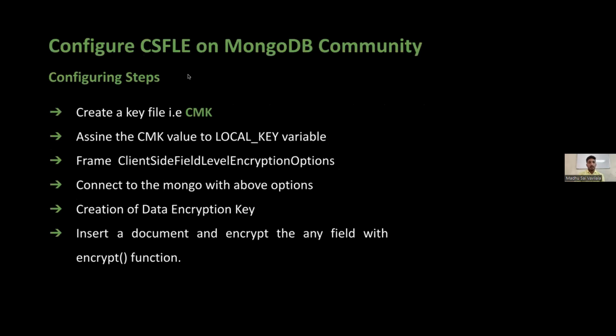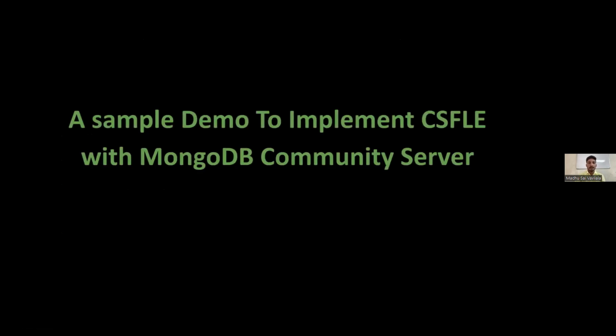There are a few steps involved in configuring. Create a key file, which is the customer master key. Assign that key file's customer master key value to a local variable inside Mongo. Then frame the client-side field level encryption options. Because this is the community version, only manual encryption is available here. Connect to the Mongo shell with the options, then create data encryption keys and insert some data with the encrypt function. Let's see a demo of client-side field level encryption in MongoDB community server.